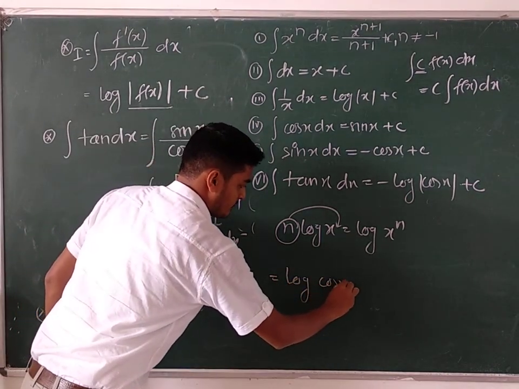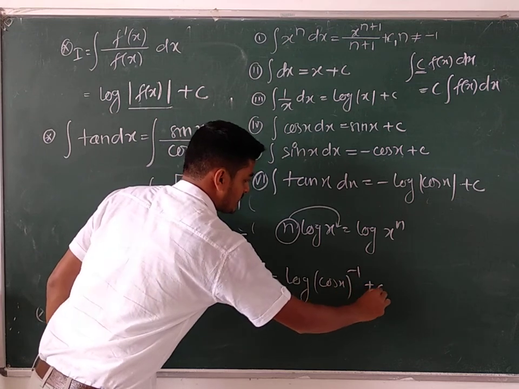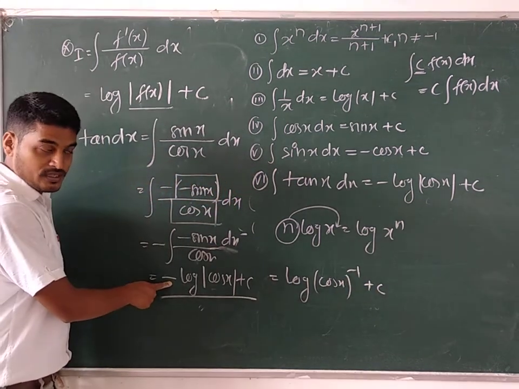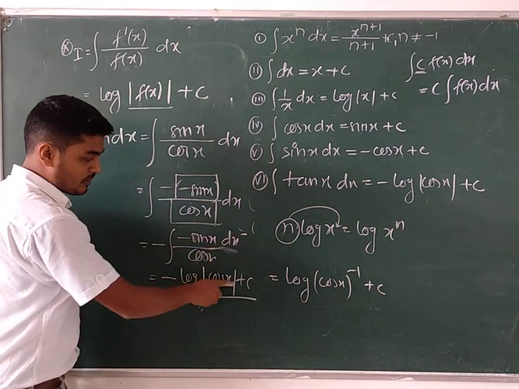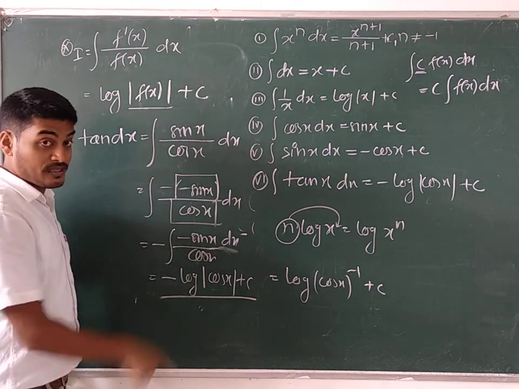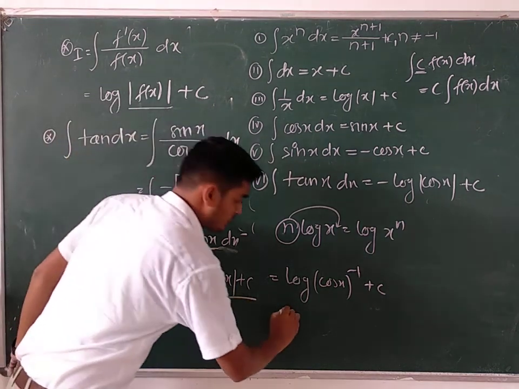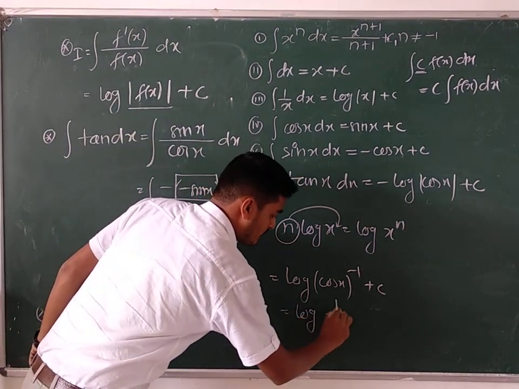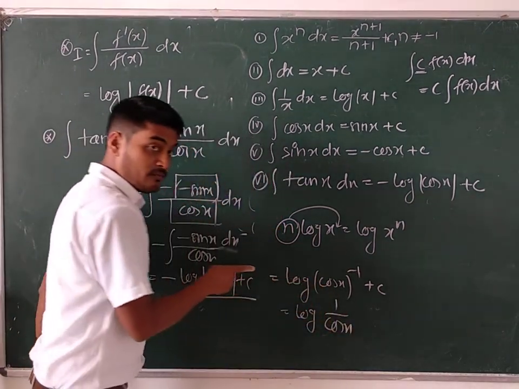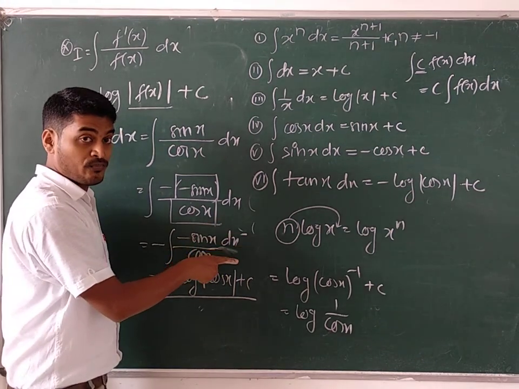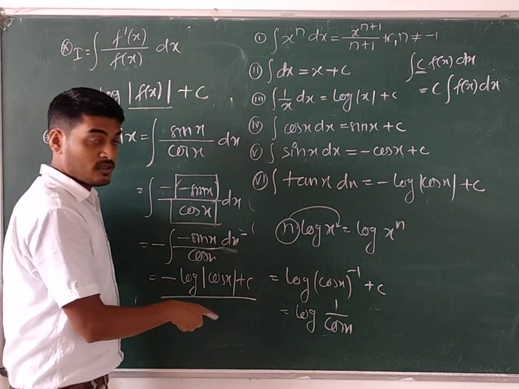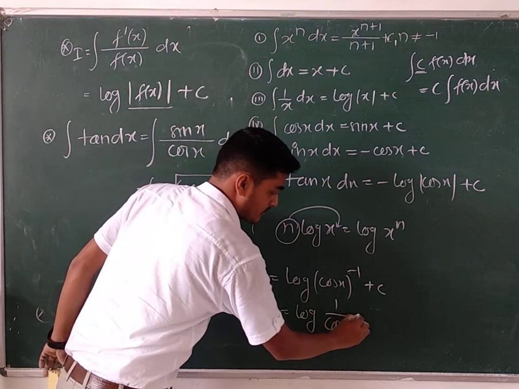minus log of cos x can be written as log of cos x whole to the power minus 1 plus c. Minus 1 is a constant quantity which is there in place of n. This is not cos inverse x. This one is cos x to the power minus 1. And cos x to the power minus 1 means what? It means 1 by cos x, not cos inverse x, plus c.